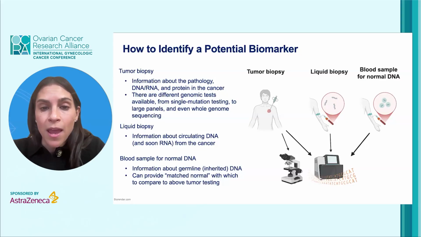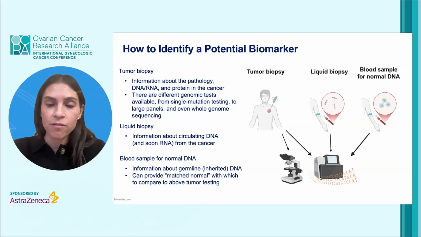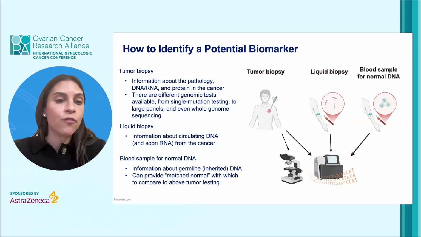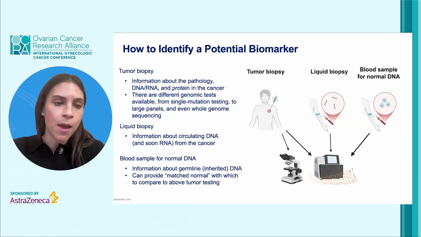There are several different ways that you can identify a biomarker. One is a tumor biopsy. So you take a sample of the tissue from the tumor. This is generally a procedure that is done, and you can get information about the pathology. So what kind of cancer is it? What does it look like under the microscope?